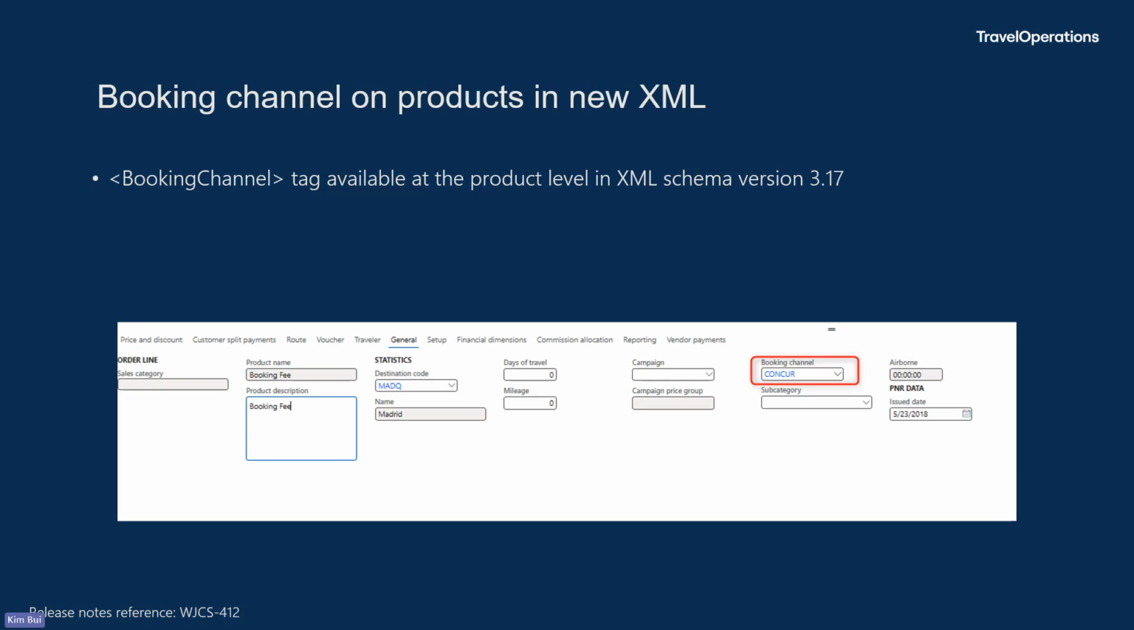In the next change relating to our XML schema, we have added the functionality to associate a booking channel at the sales line level. This could be used in a scenario where in the XML, you might have different booking channel sources for different products. Previously, you were only able to associate booking channels at the header level of an XML. To allow the input of this in your XML, you'll need to update the XML schema to the latest version.